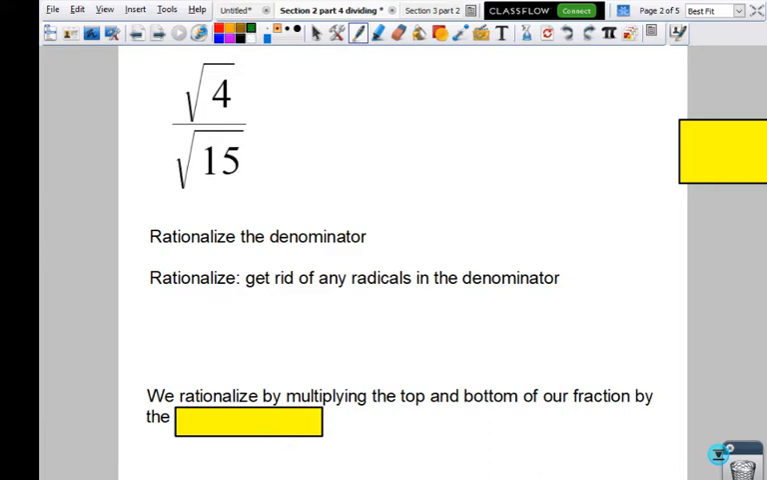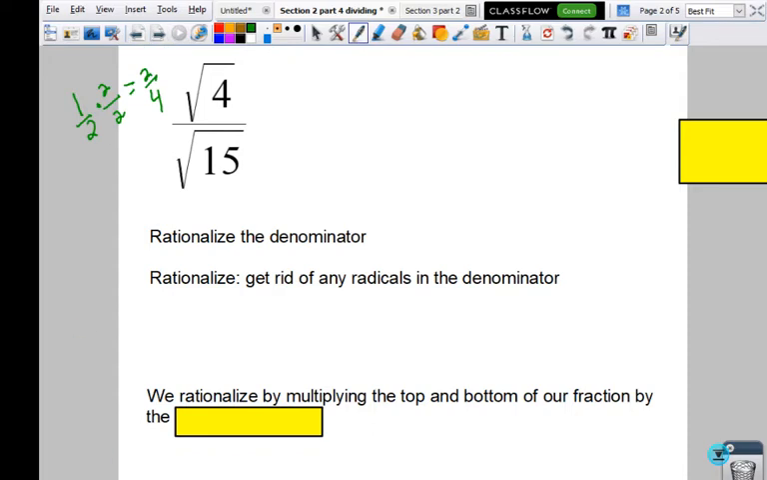Alright. So in order to rationalize this fraction, I don't want to actually change the value of it. I just want to rewrite it so there's no square root. So if I had a regular fraction, 1/2, and let's say I multiplied it by 2 over 2, and I got 2 over 4. They're still the same thing, right? 1/2 is still the same thing as 2 over 4. It's just written differently, right?